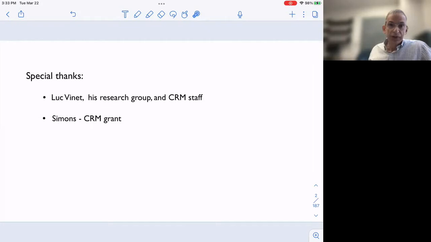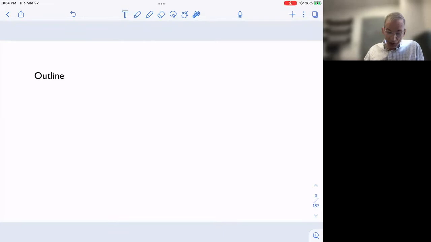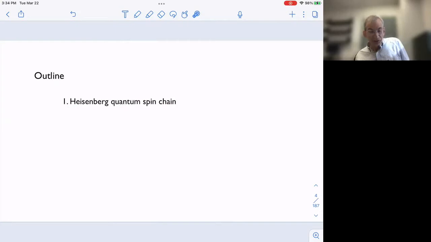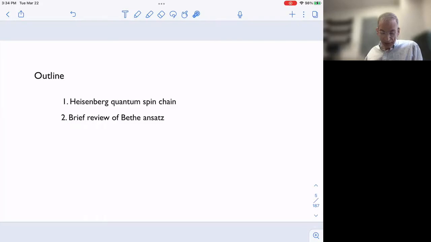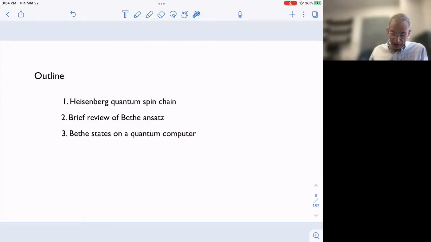Okay, so an outline of the talk. I'd like to begin with an introduction to the Heisenberg quantum spin chain, and then a brief review of Bethe ansatz. And then this will be the main part of the talk. It'll be on using a quantum computer to construct so-called Bethe states. And I'll explain what those are.